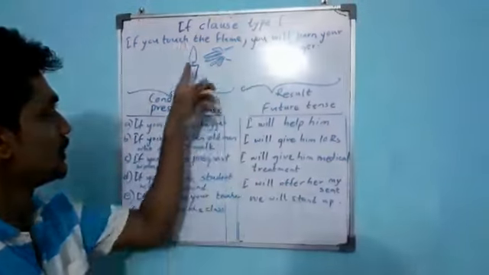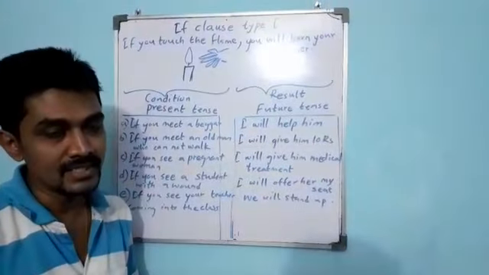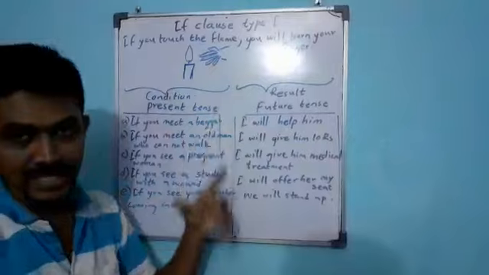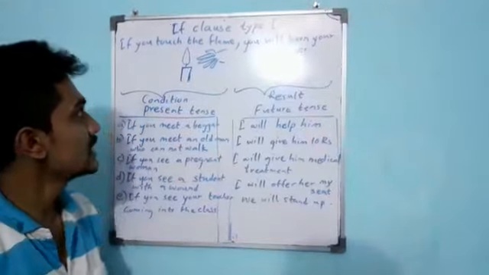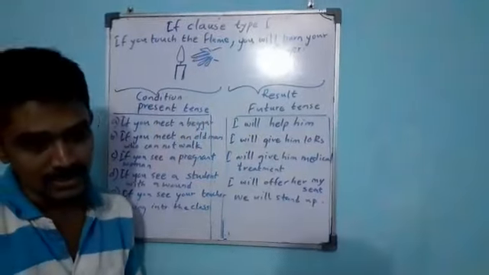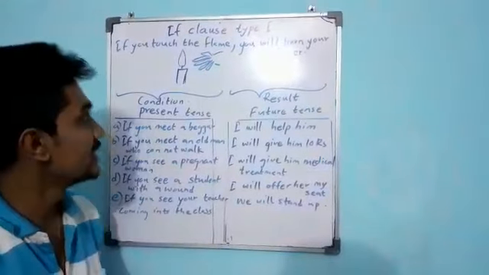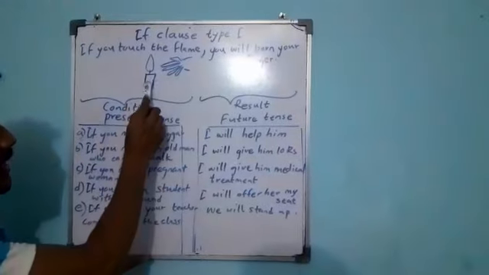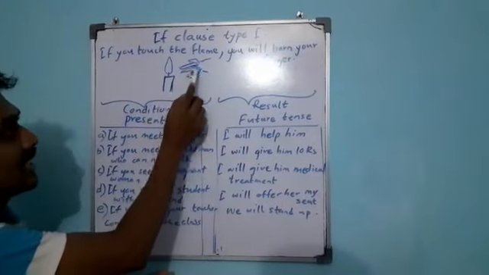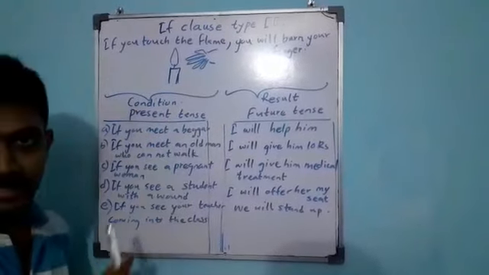Today we are going to learn about a grammar lesson that is in your grade 9 textbook. We have a lesson about if clauses. So we are going to learn about if clause type 1. Now look at the board. You can see a flame of a candle, and one student is going to touch the candle.